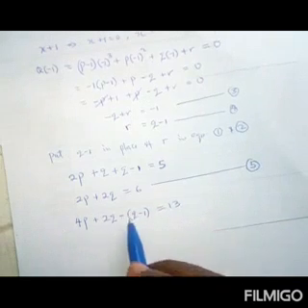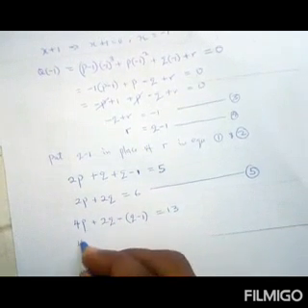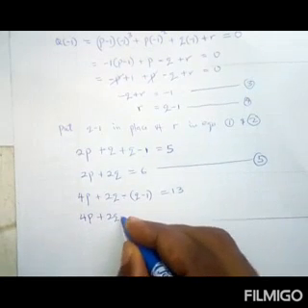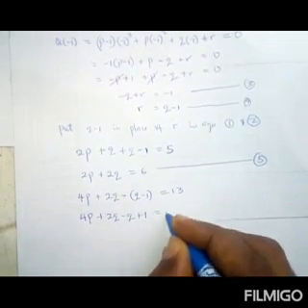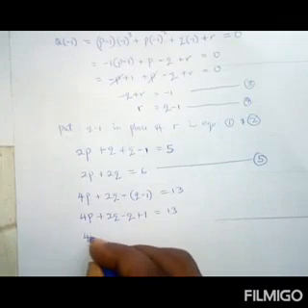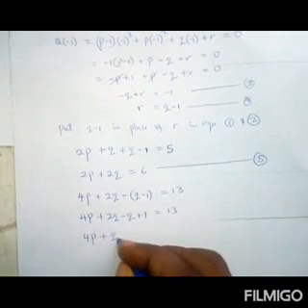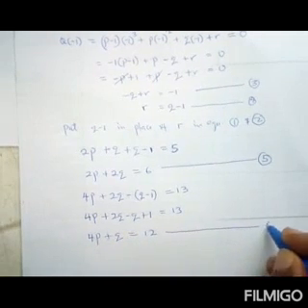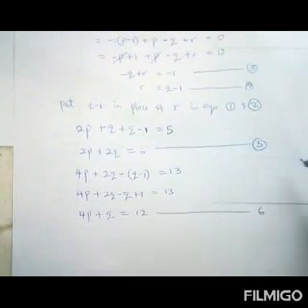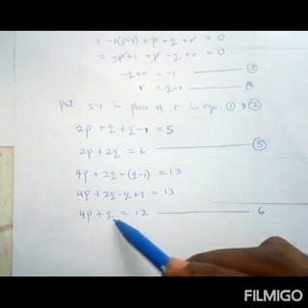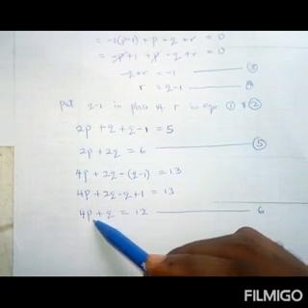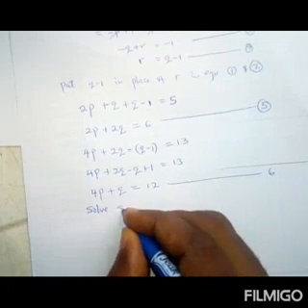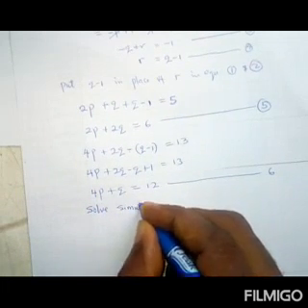Now simplifying this, you have 4p plus 2q minus q plus 1 is equal to 13. So this is 4p plus q is equal to 12. Equation 6. I have 5 and 6 with just 2 variables, so I can solve them simultaneously. So I'm solving simultaneously.